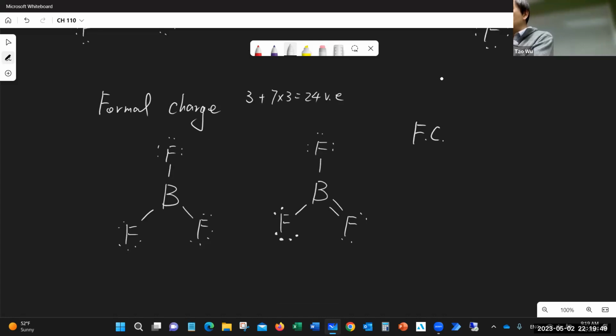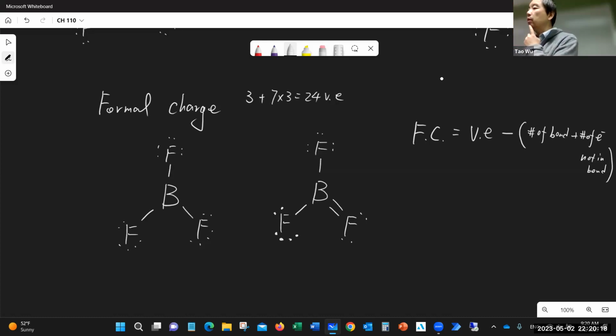The formal charge will be equal to the valence electrons for the single atom, subtract the sum of the number of bonds plus the number of electrons not in bonds. So this is how you count the formal charge. What does that mean? You can look at it over here.